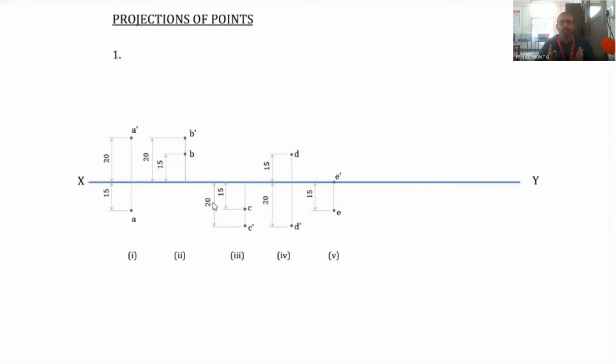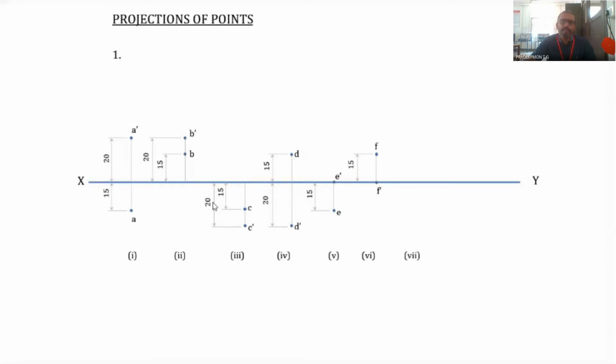So we cannot mark that particular distance. So only 15 millimeters is to be marked. Now the next one, the point F: the point F is in HP and 15 millimeters behind VP. In HP means the front view is on the XY line, and behind VP means the top view is above the XY line. So that is it. So F dash and F, then the dimensions are marked.